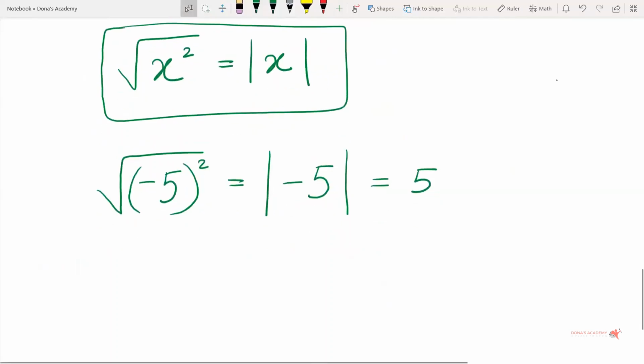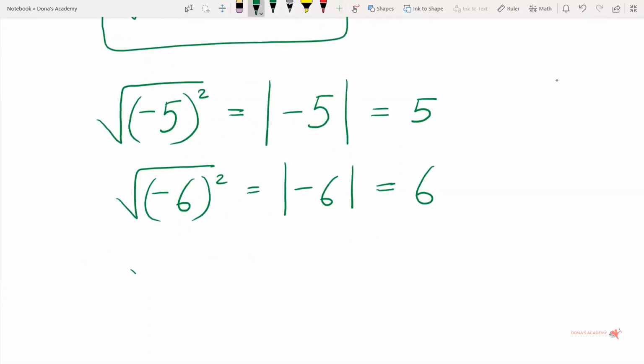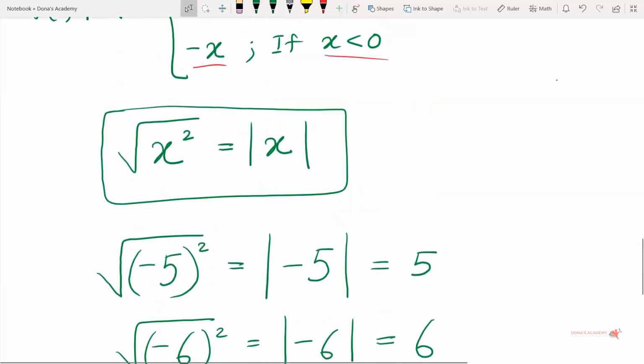Now we had the square root of negative 6 squared. It is the absolute value of negative 6. It should be positive 6. And if you have the square root of 7 squared, it is the absolute value of 7. It is 7 again. So this always represents a positive value, and it is exactly the same as absolute x.